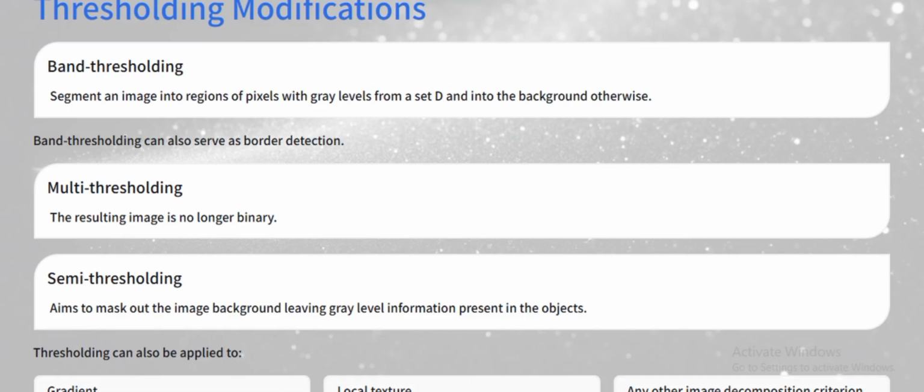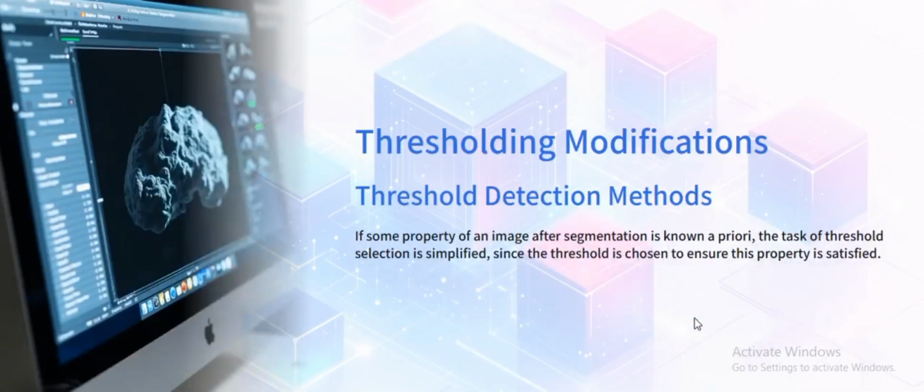Thresholding can also be applied to gradients. We can apply it for generating gradient images, local texture images, and any other decomposition criteria. Some of the thresholding detection methods we are going to discuss. Also, some thresholding modifications, that is, the different types of modifications that we can make when fixing the threshold value.